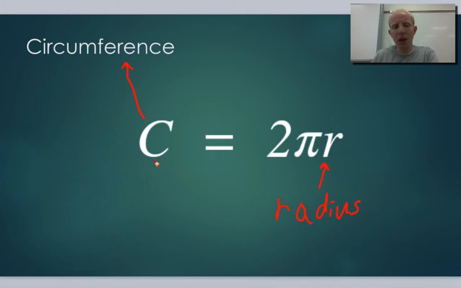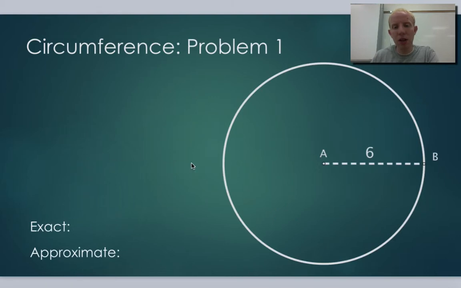Let's do an example problem to help us figure this out. Let's say we have a circle shown here. The name of this circle would be circle A, which we learned from the last podcast, and we're looking at this distance from the center of the circle to the edge, and that distance is 6, which is our radius in this case. We want to find the circumference, which is that total distance around the circle.